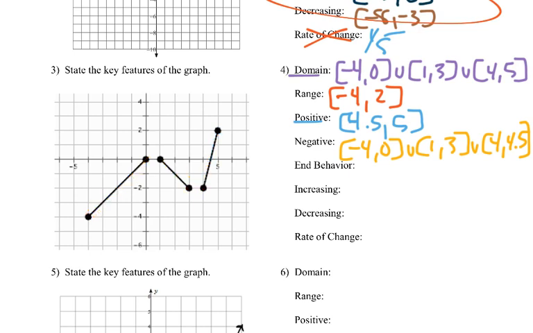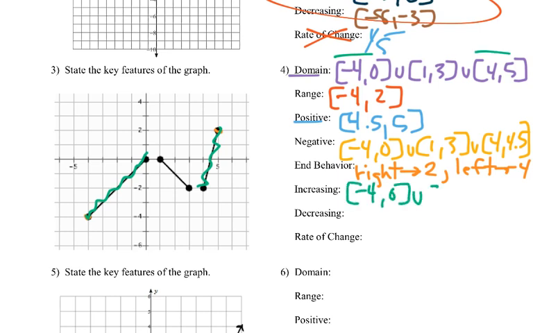Our end behavior: as it goes to the right, what is it getting to? Looks like it's getting up to 2. As it goes left, what is it getting to? Down to -4. Now where is this increasing? We're increasing this section and this section. So from -4 to 0, and then from 4 to 5. Where's it decreasing? It'd be this one section right there, from 1 to 3.